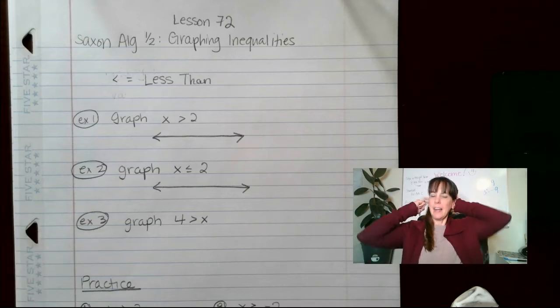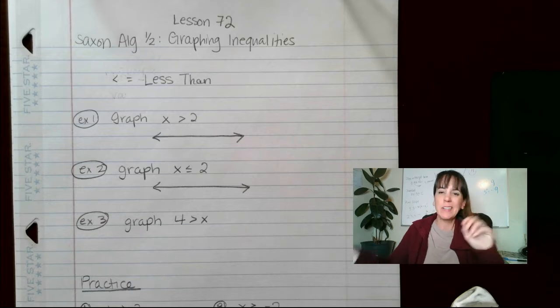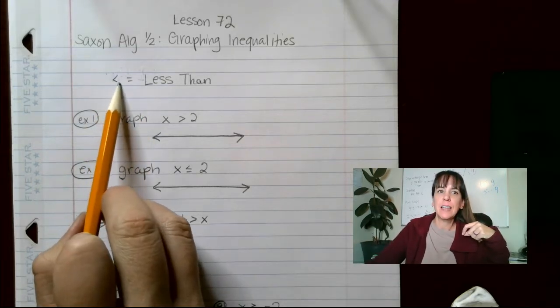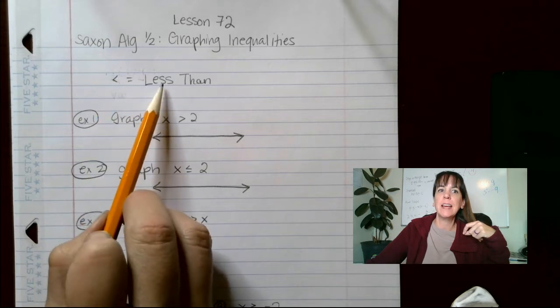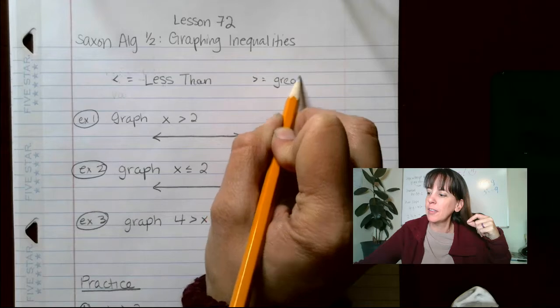Hi guys, welcome back. We're going to talk today about graphing inequalities. Inequalities are things like less than, greater than, right? If it looks like an L, do you see how this guy kind of looks like an L? It is read as less than. The other one is greater than.